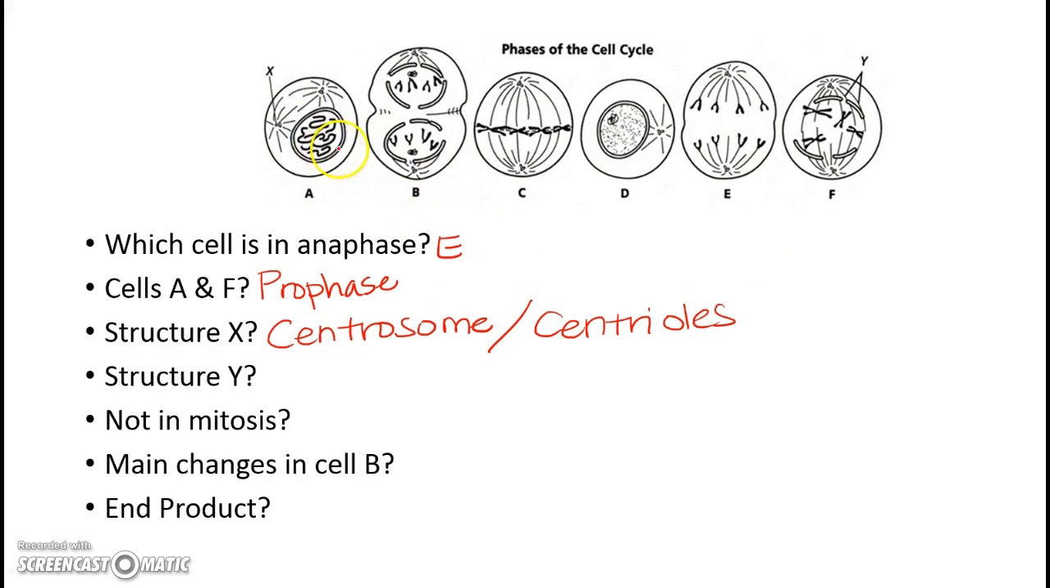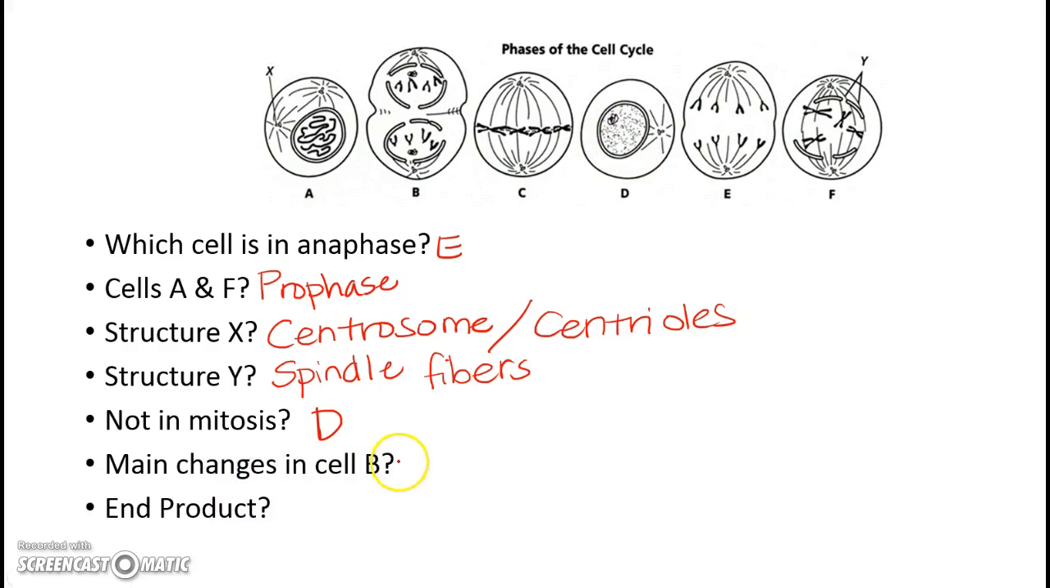All right, so centrosome is sort of the centrioles with all the spindle fibers. Structure Y, so those are these fibers, those are the spindle fibers. Kind of almost looks like it's pointing to the nucleus. Which one of these is not in mitosis? So that means which one would be an interphase, and that's D. So it has not started dividing. There's no chromosomes present. It all kind of looks like a uniform color in there.